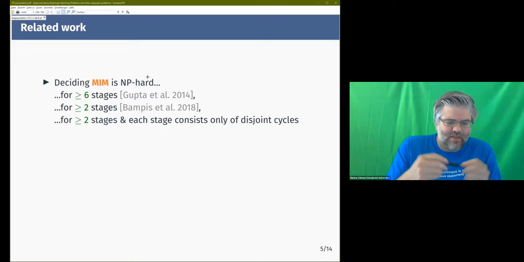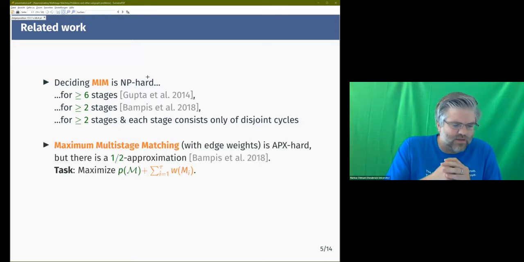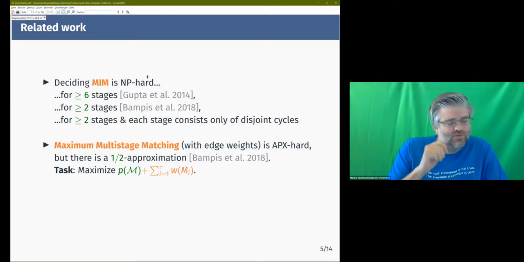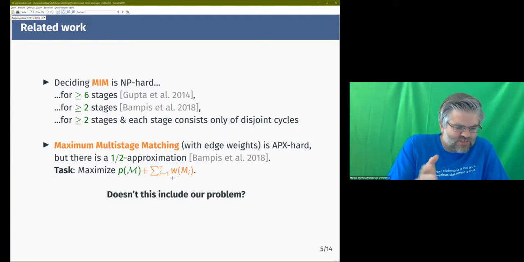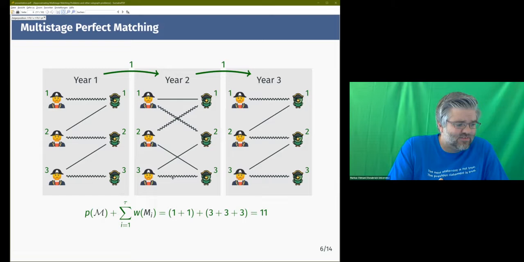There is research on a very related topic, the maximum multi-stage matching problem, which is also shown to be APX-hard, and it shows that you can approximate it within a ratio of 1/2. What you do there is you do not only consider the transition profit P of M, but you also consider the size of the matchings that you find in each of the stages. So the question is, does that not include our problem then? Well, it does not directly. Think about this instance here.